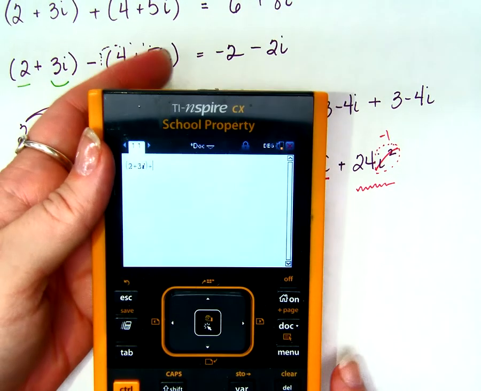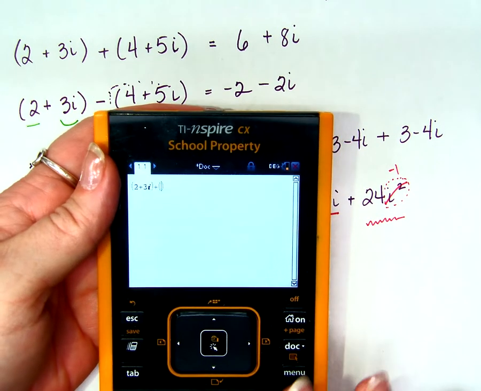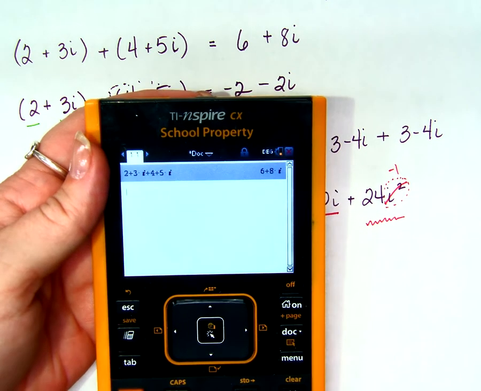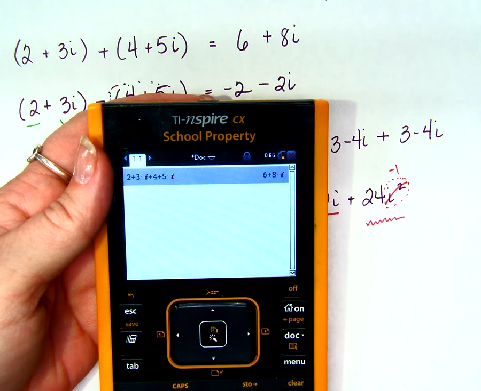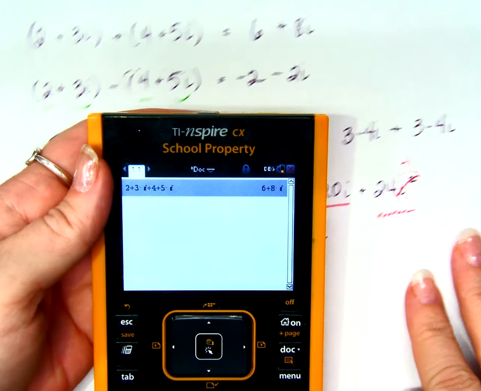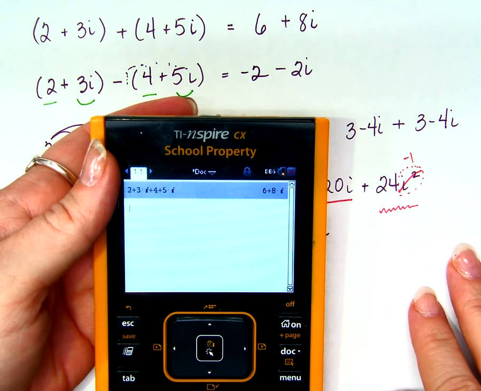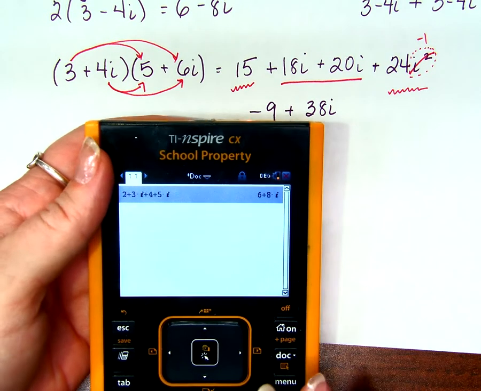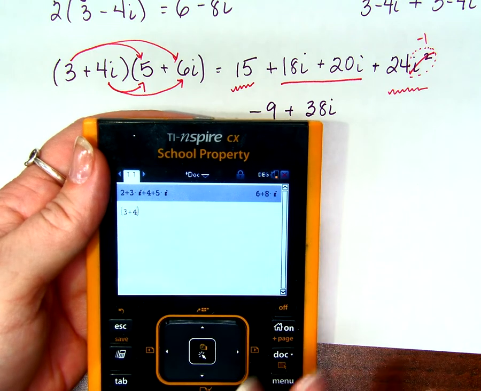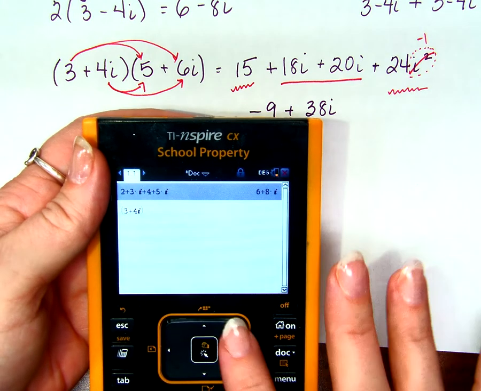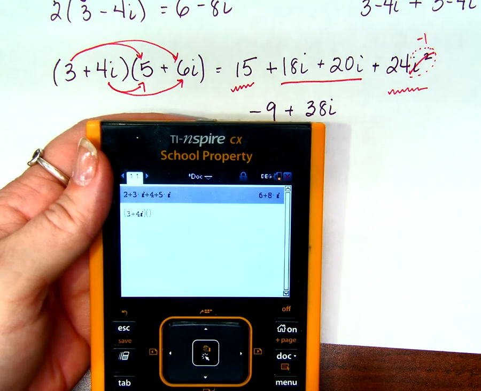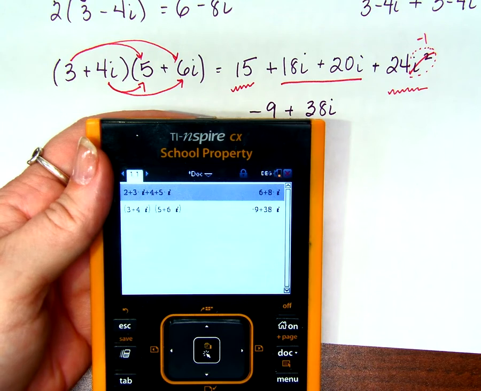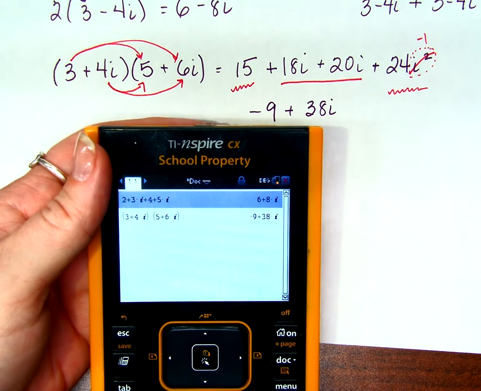Plus, we're doing that first one we just did, 4 plus 5i. Oh look, 6 plus 8i. That's exactly what we got. Do we need to check the subtraction one, or are you okay with that one? Okay, then let's check the multiplication one, the one that we just did. 3 plus 4i times 5 plus 6i. Negative 9 plus 38i. What a coincidence.